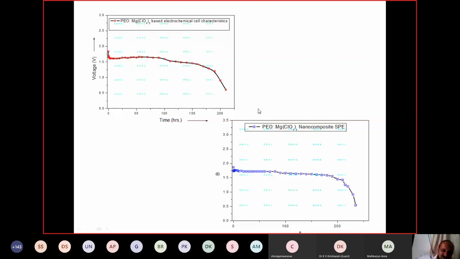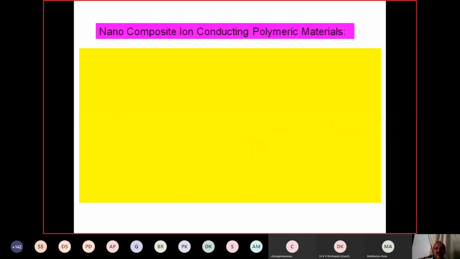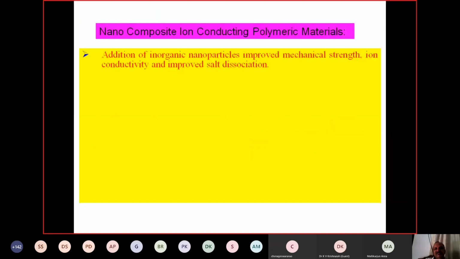So finally, I can give the conclusion. Whatever the nanoparticles here, the size effect is very important for improving the properties. When you compare bulk and nano, all properties are changing: chemical properties, optical properties, magnetic behavior, mechanical, kinetic, all the properties are better compared with bulk materials. Okay. Coming to nanocomposite materials, it is easy to prepare the polymer electrolyte materials by using the solution casting method.